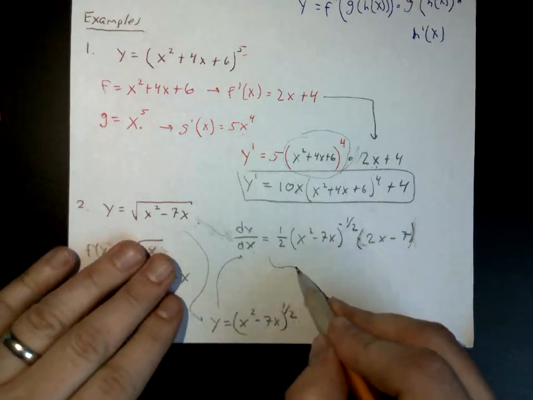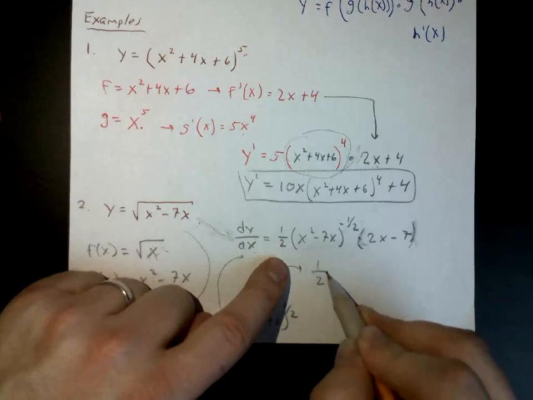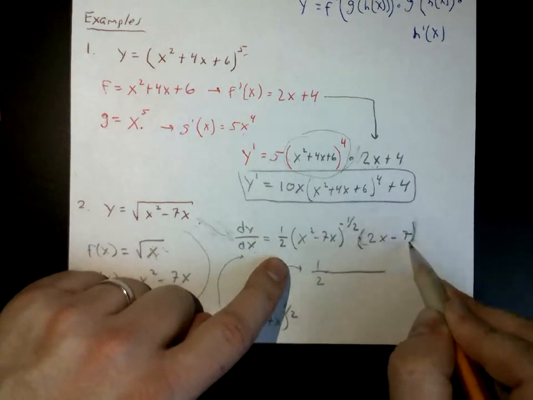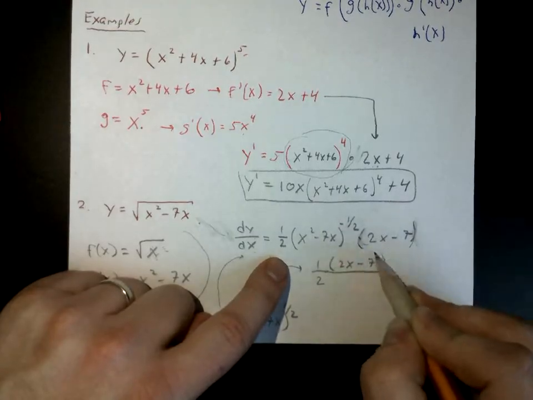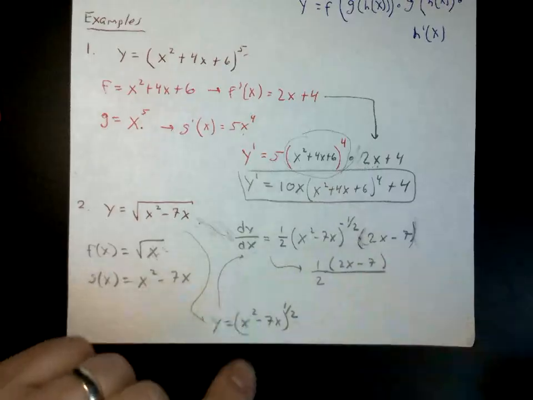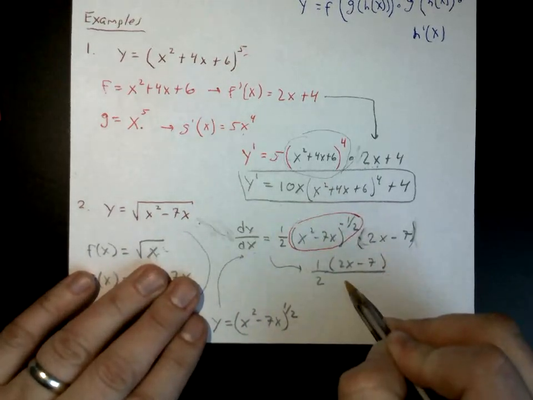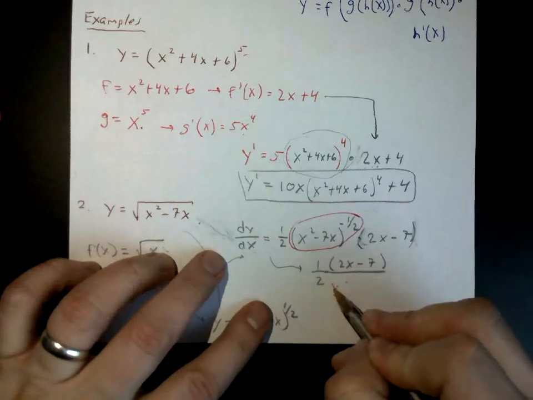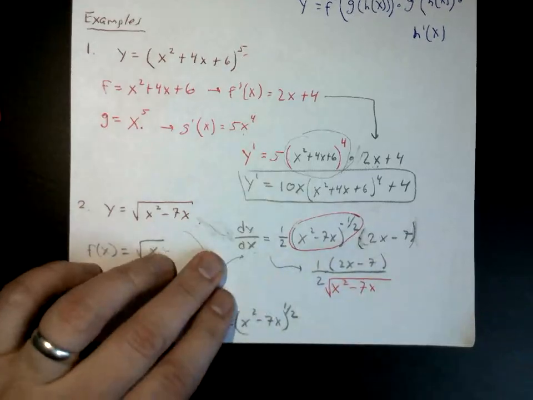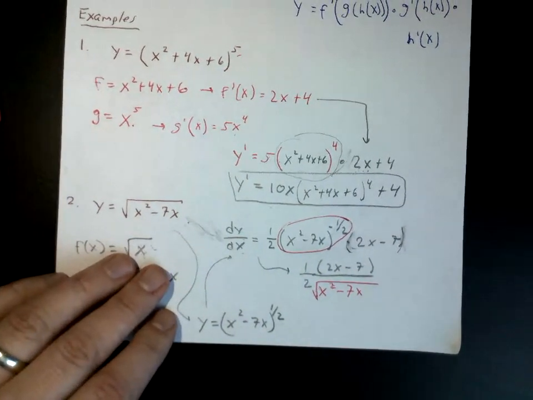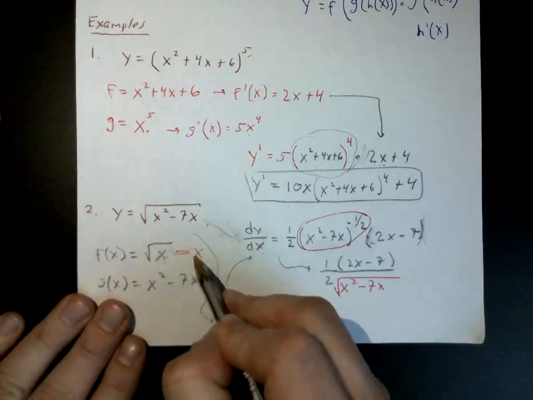So let's do it. Let's go down here. I'm going to take the half and I'm going to go 1/2. I'm going to take this and go 2x minus 7 because this doesn't change. The only thing that does change is this piece here goes down there. So this is going to be x squared minus 7x, and I'm going to go ahead and do that. And I hope that you see why I'm doing that. Think back to this one. Remember, this one was x to the half.